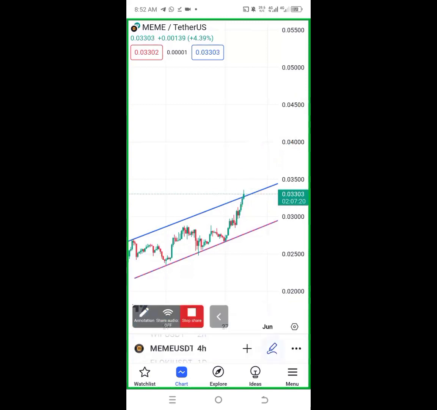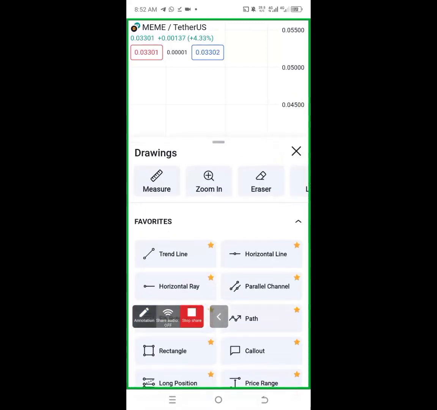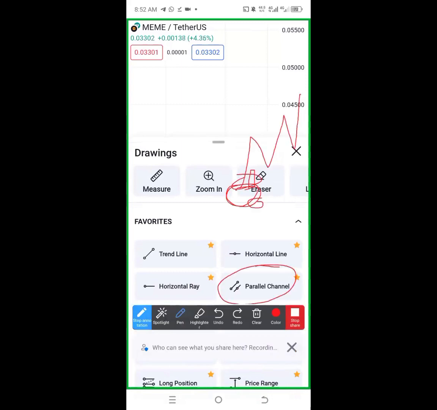So the best way of sometimes drawing this is by using this drawing tool called the parallel channel, because it helps in capturing those areas automatically.